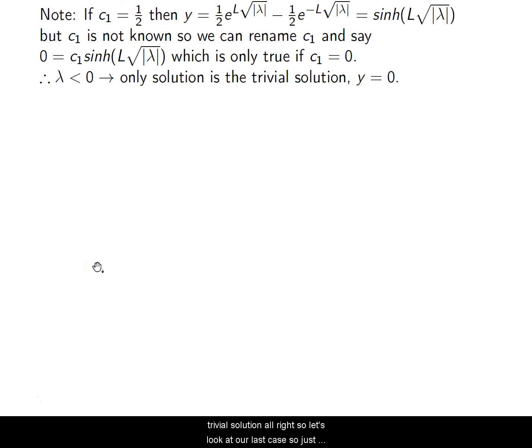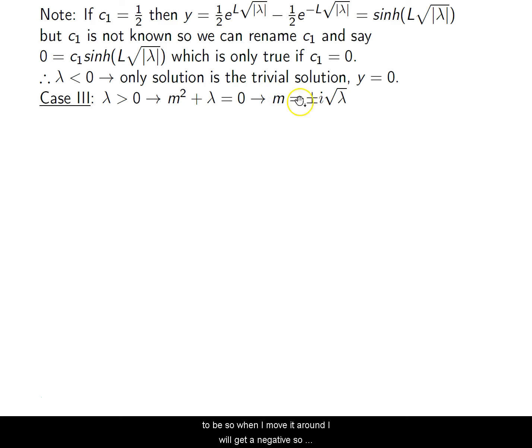All right, so let's look at our last case. Just as a refresher, case 1 and case 2 both led us only to the trivial solution. For case 3, the constant value in our equation is larger than 0. This gives us an auxiliary equation of m squared plus lambda is 0. Now that it's positive, I can move it over, and I will get a negative. When I take the square root of both sides, I get an imaginary square root.